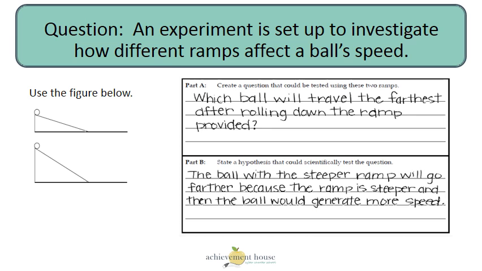And here's one more example. Part A, which ball will travel the farthest after rolling down the ramp provided? Well, that is something that we could test. It's in a question form, and we can test that. Part B, the ball with the steeper ramp will go farther because the ramp is steeper, and then the ball would generate more speed. That's a hypothesis that we could scientifically test by using a ball and two ramps.